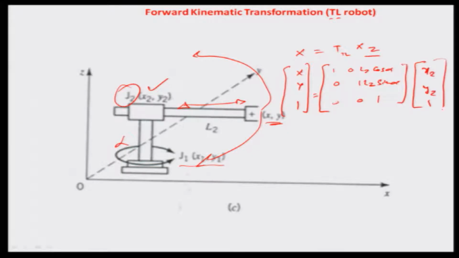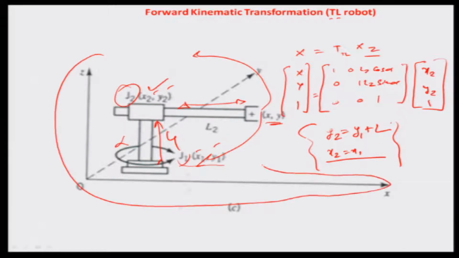And obviously, if I knew the link length here as L1, I would say that I have a relationship that y2 is equal to y1 plus L and x2 is the same as x1. So, that is how I would be able to get the location of the joint J1 once this world coordinate system has been defined. These x2, y2 or x1, y1 are defined in this world coordinate system, and the end effector position is what we are trying to determine through this transformation. So, that is how you do the forward kinematic transformation.